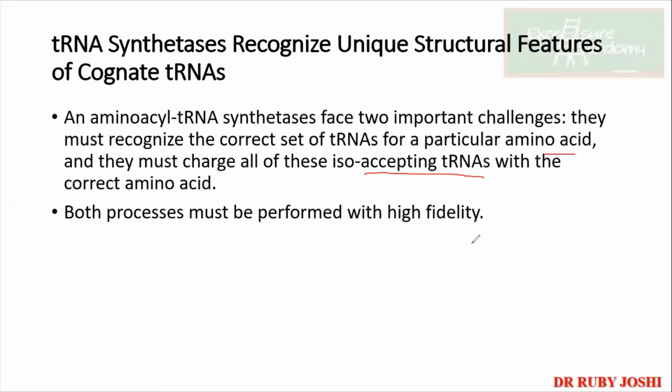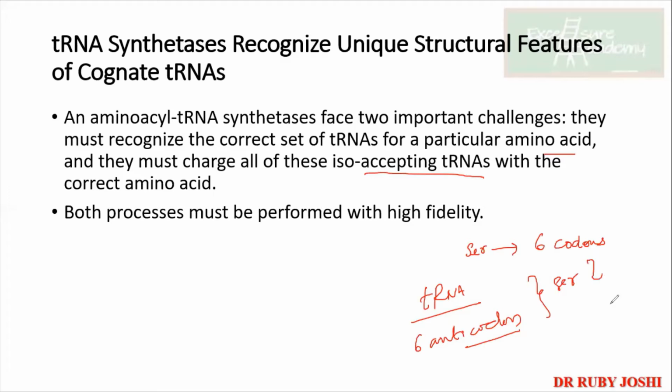We have already seen this. For example, serine has 6 codons. So for the aminoacyl-tRNA synthetase, its tRNAs will have 6 different anticodons, and it has to get charged only by serine. Iso-accepting tRNAs means having different anticodons but getting attached to the same amino acid. How does the aminoacyl-tRNA synthetase perform this with high fidelity? We are going to see that too.